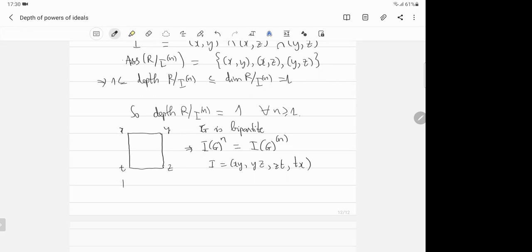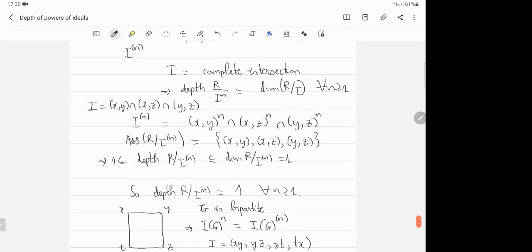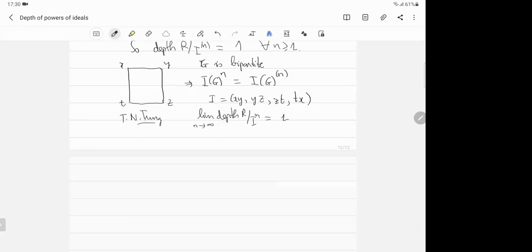Also by the result of Chen Nam Chung, we know that the limit depth of the ordinary powers is equal to the number of bipartite connected components, which is 1. This is a connected bipartite graph, so the limit depth is 1. And it is also true that if the depth is 1 at some point, then it is 1 forever after. You can also find this in the paper of Chen Nam Chung. If the depth attains this minimal value 1, then it is equal to 1 for all m at least n.